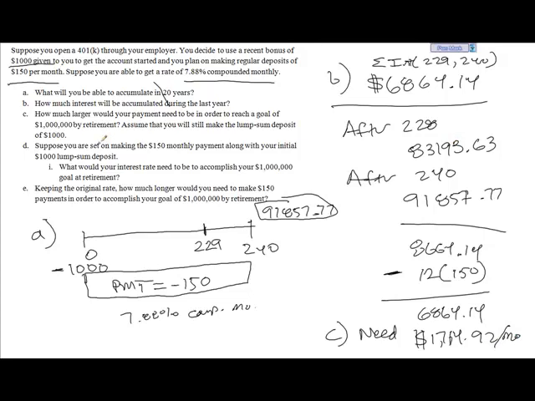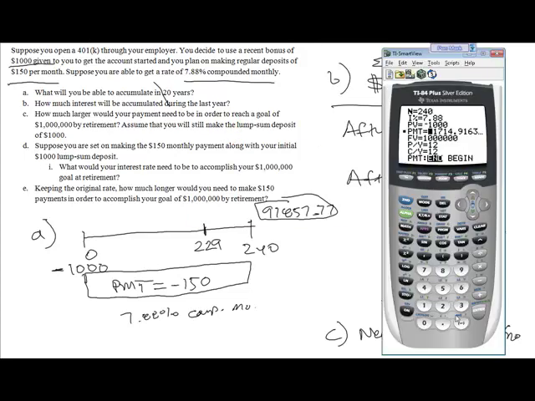Letter D, suppose you are set on making the $150 monthly payment along with your initial $1,000 lump sum deposit. Okay, so we're going to come back here. We're going to say, all right, we're set on making the $150 payment now in letter D, along with the $1,000 initial deposit. And we want to know, what would your interest rate need to be to accomplish that $1 million goal at retirement? So something's got to give, right?